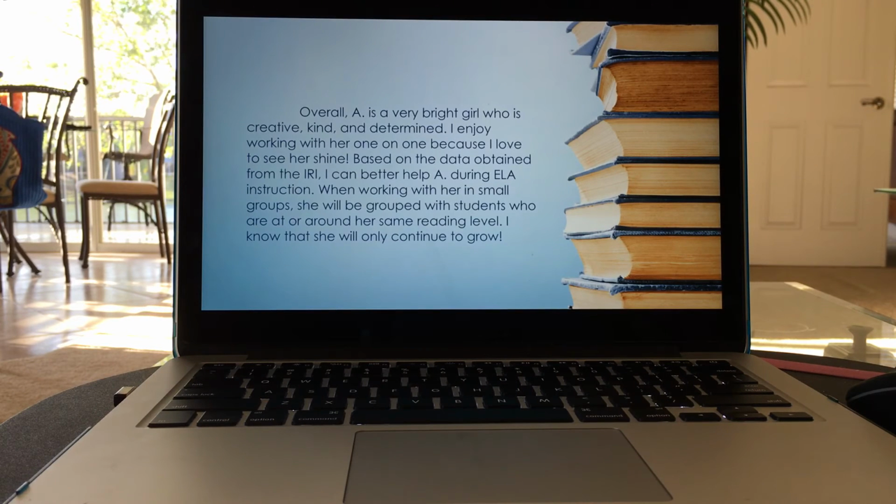Overall, A is a very bright girl who is creative, kind, and determined. I enjoy working with her one-on-one because I love to see her shine. Based on the data obtained from the IRI, I can better help A during ELA instruction. When working with her in small groups, she will be grouped with students who are at or around her same reading level. I know that she will only continue to grow.